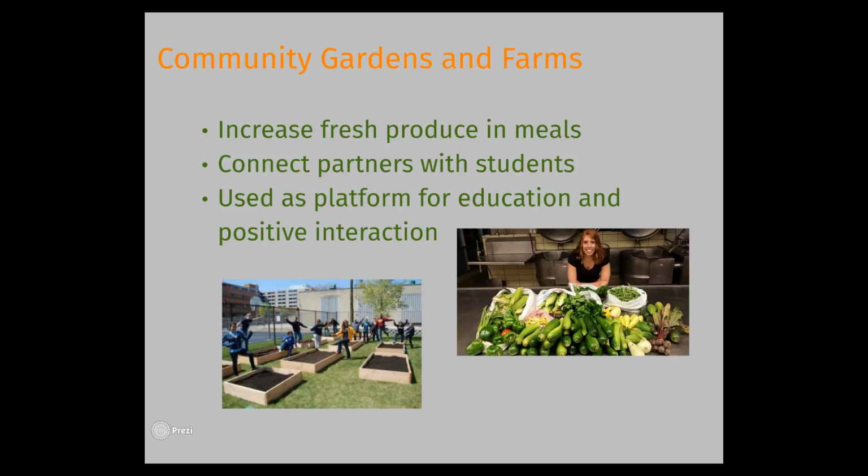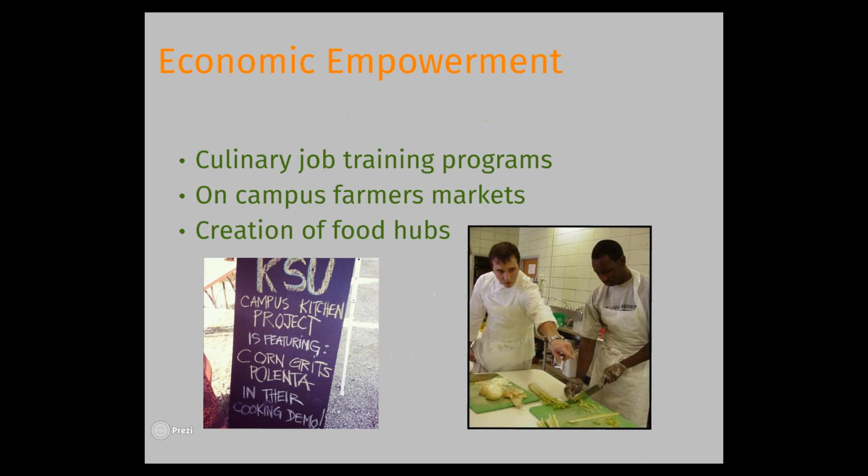Some campus kitchens also partner with community gardens and farms or even create their own. This is a really creative way to increase fresh produce in meals, connect with partners and students, and can even be used as a platform for education and positive interactions. Other ways of going beyond the meal can involve economic empowerment programs, such as culinary job training, on-campus farmers markets, and the creation of food hubs.